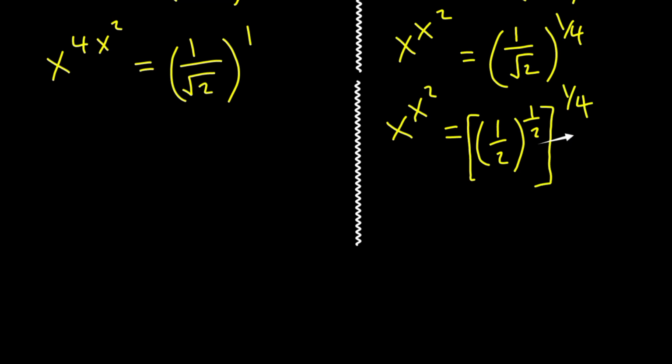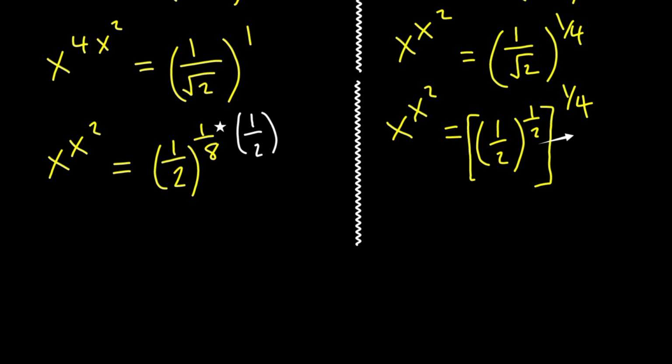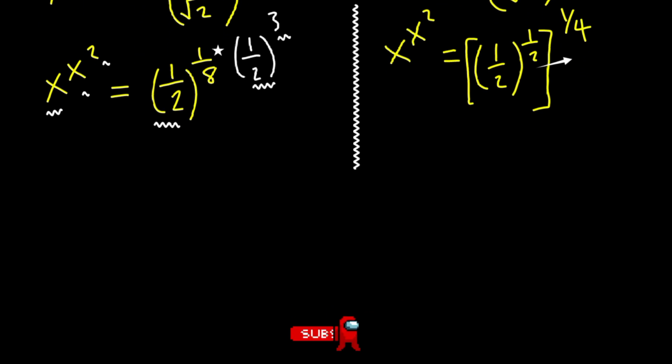So the power gets multiplied, and then we'll be left with 1 over 2, then all to the power of 1 over 8. Now we could have done something interesting with this. We could have expressed it as 1 over 2 all to the power of 3, but it doesn't satisfy the equation because we have 1 over 2 to the power of 3, whereas our equation is x to the power of 2. Therefore, we have to do something very intelligent.